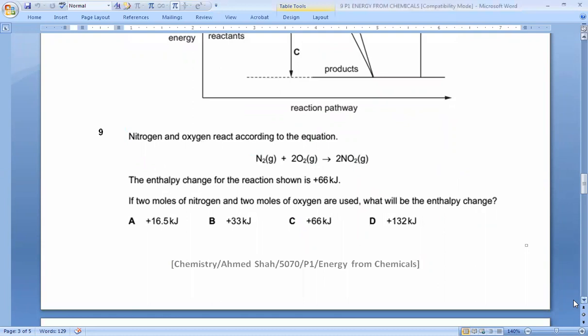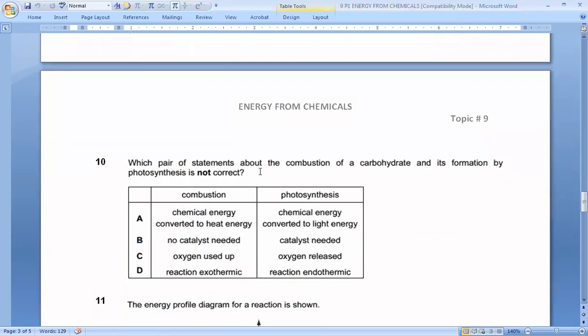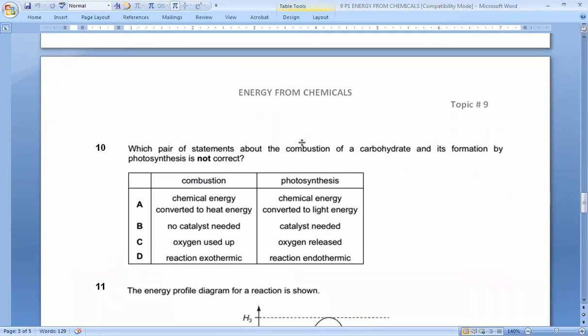Now we have to proceed to question number 10. Which pair of statements about the combustion, burning of a carbohydrate, and its formation by photosynthesis is not correct? Keep this in your mind. Combustion means burning, photosynthesis is an endothermic reaction, and combustion is an exothermic reaction. In combustion, chemical energy is converted to heat energy.